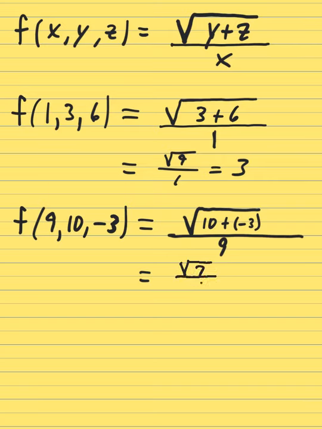all over 9. And since 7 is prime, it's not going to have a very friendly value. It is going to be roughly 2.5 maybe. It's a little more than 2, a little less than 3, but it will be in never-ending decimal. So we'll just leave it in radical form of square root of 7 all over 9.